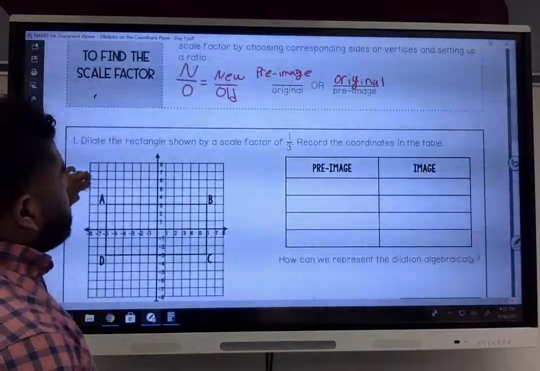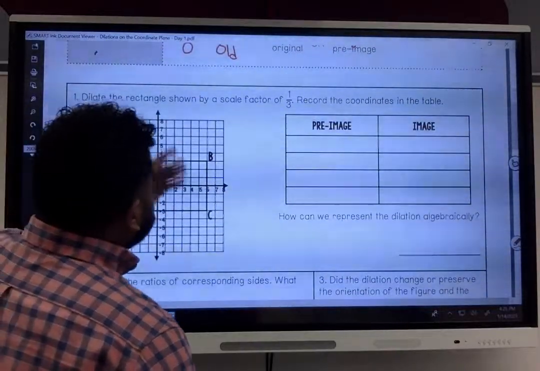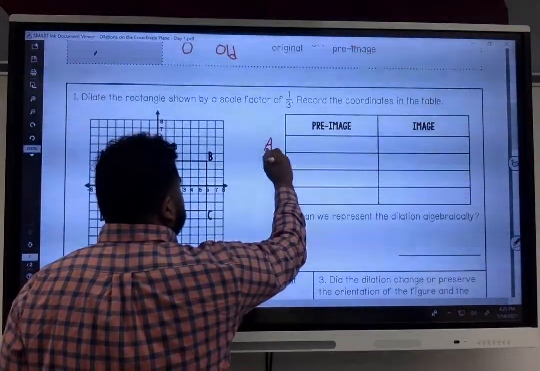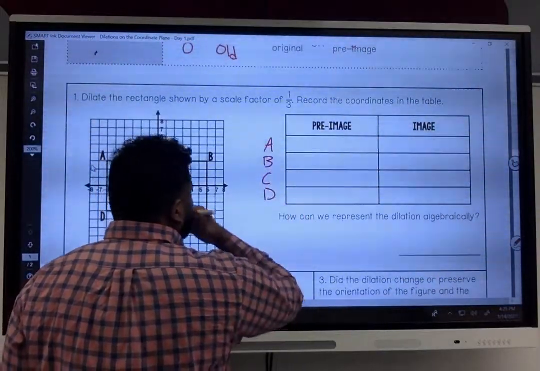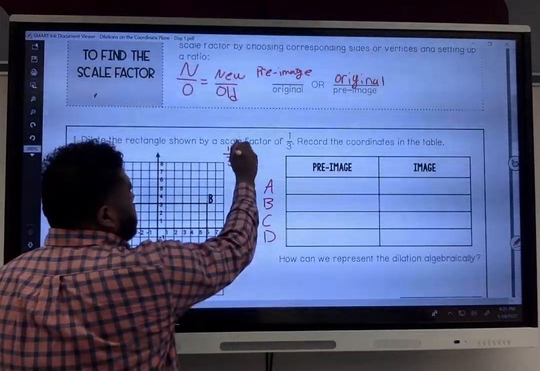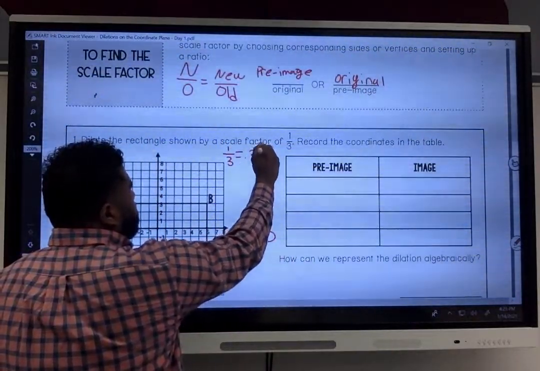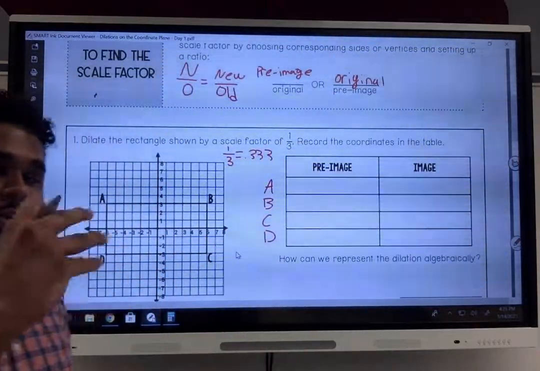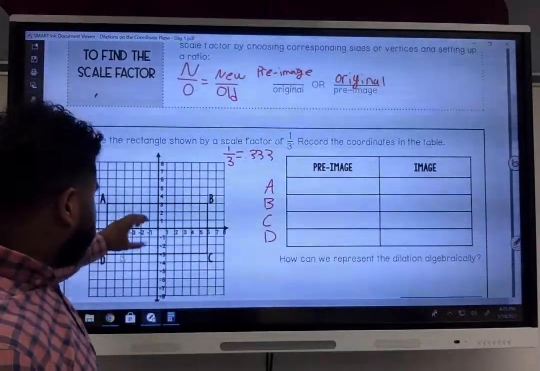So dilate the rectangle shown by a scale factor of 1/3. So let's go ahead and label these points. We got A, B, C, and D. Okay, so my scale factor is 1/3, right? 1/3 in decimal form is 0.333. Okay, so since that's less than 1, I know that it's going to be a reduction. I know that my rectangle is going to get smaller.